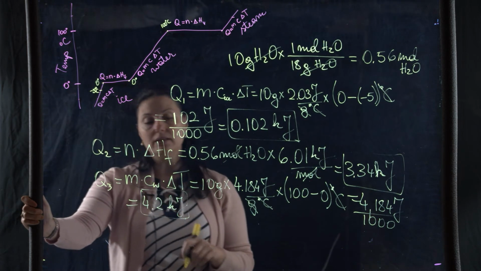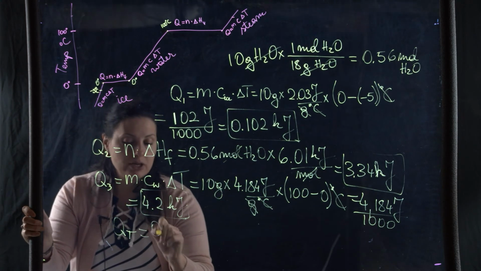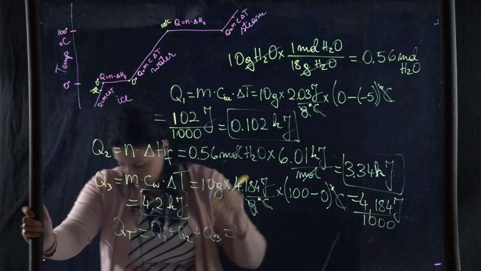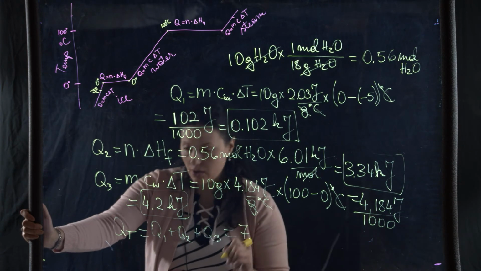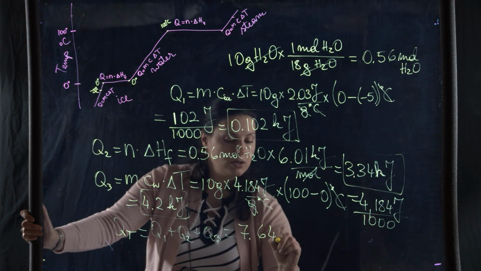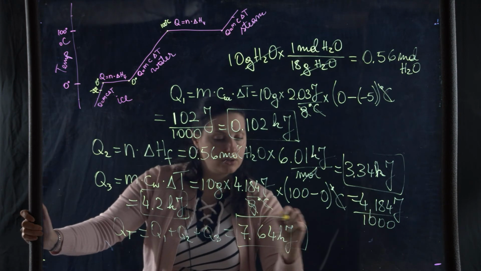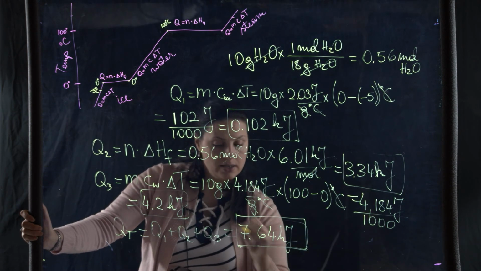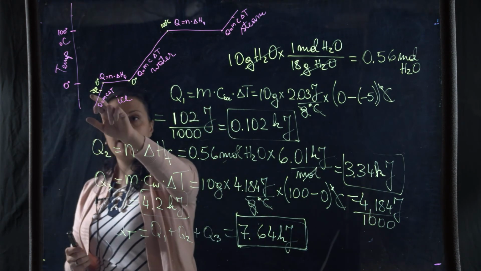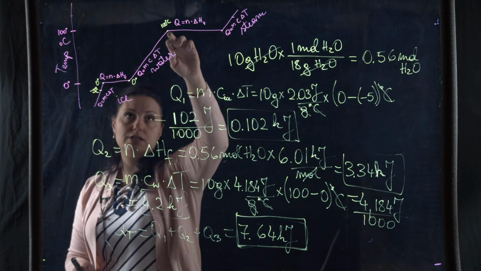The last step, the very last step, is adding all of the steps together. So my Q total is going to be Q1 plus Q2 plus Q3. And if you do all that, you get about 7.64 kilojoules. That's the total amount of energy that is needed to take ice from minus 5 degrees and convert it to liquid all the way to 100 degrees Celsius.